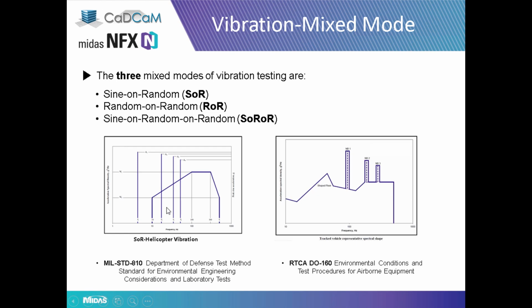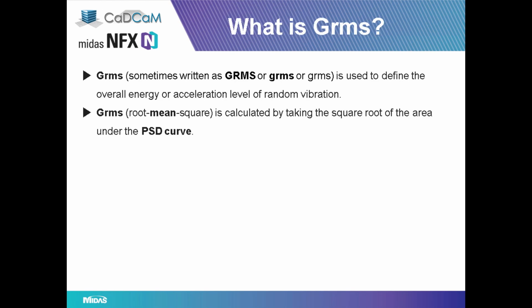The two standards that illustrate the testing method, the standards for environmental engineering conditions, the vibration conditions in the laboratory, are elaborated in MIL-STD-810 and DO-160, which covers environmental conditions and test procedures for airborne equipment.